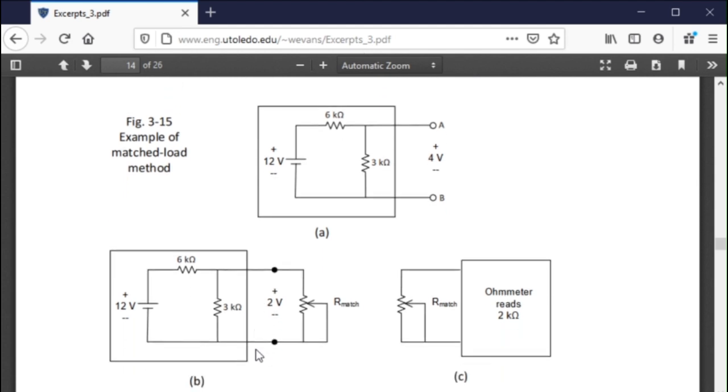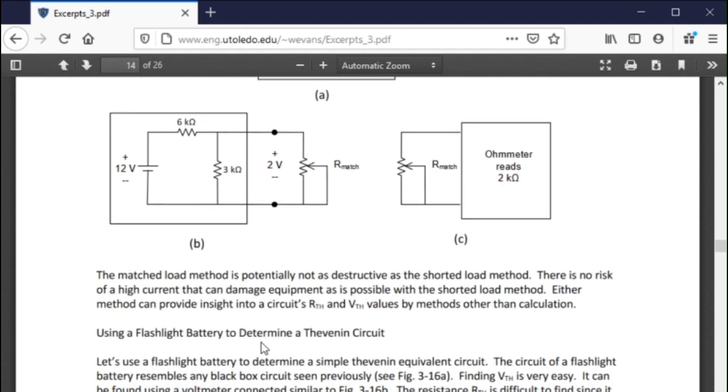There are some other circuits with the same thing, but again, you have to be careful, though not as careful as you were with the I shorted load. The I shorted load is dangerous. This is not as bad. There's no risk of high currents that can damage equipment.